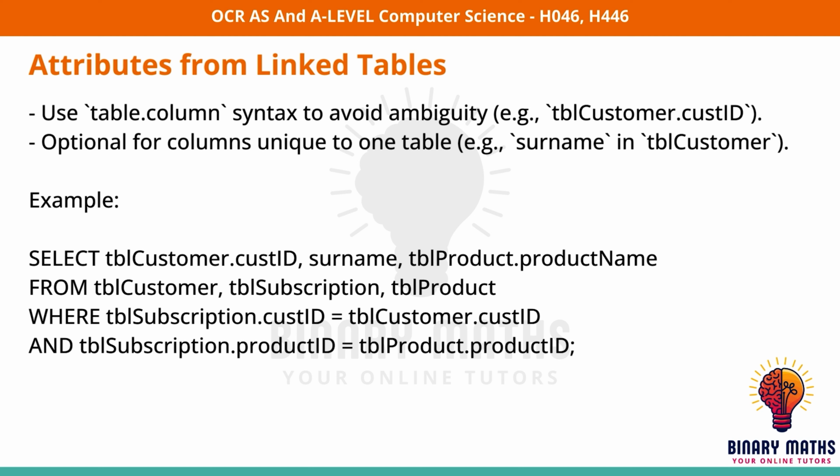Pause the video and have a look at the example provided. Under the select option, we can select table customer ID, their surname, table product name. Here, table customer ID clarifies which customer ID we're using. For unique column names like surname, which only exist in table customer, the prefix is optional. And as mentioned earlier, this is like specifying John's math grade instead of just math grade if multiple students are in the room.